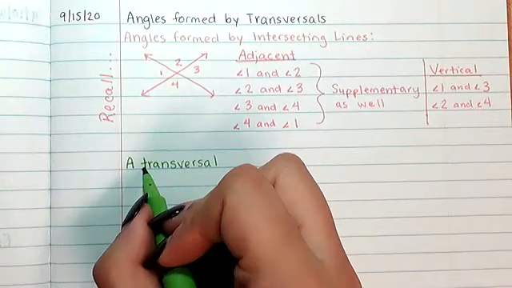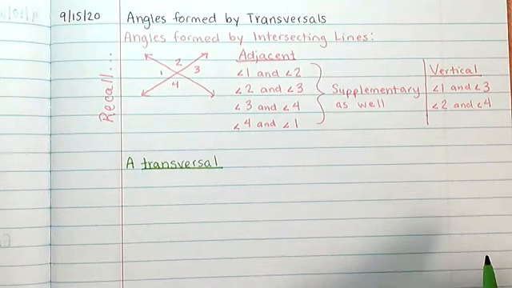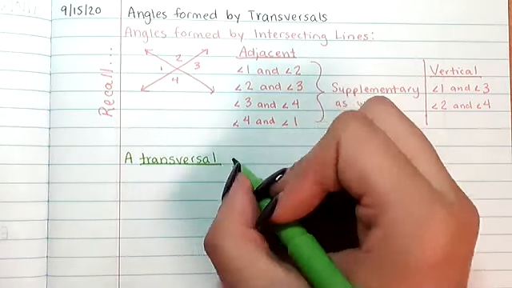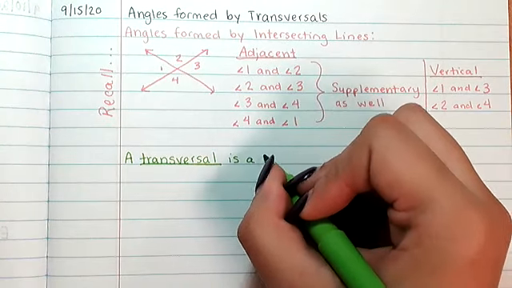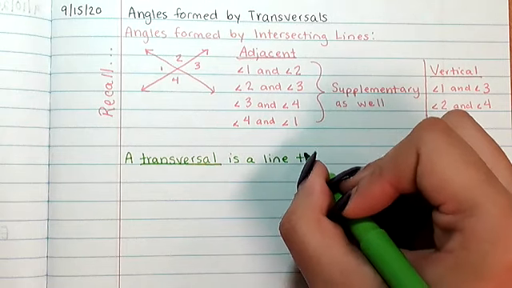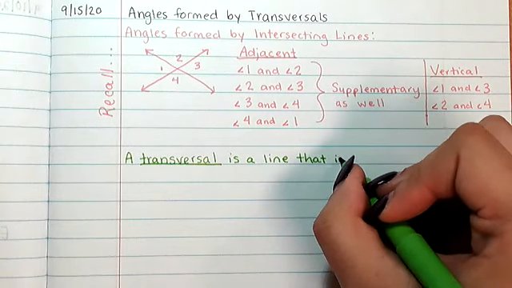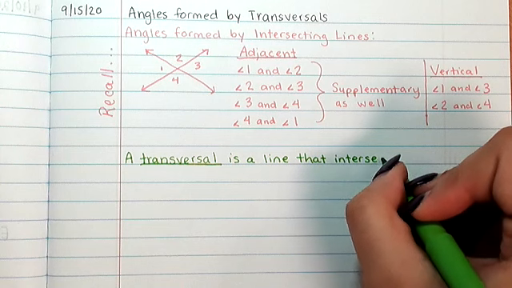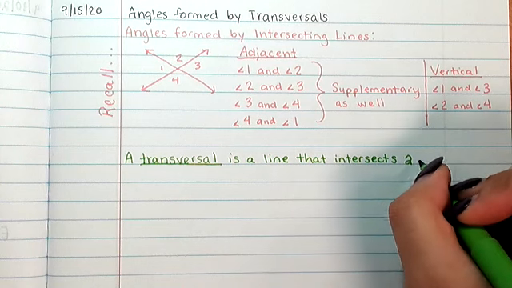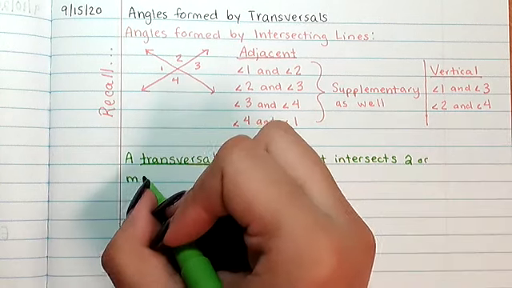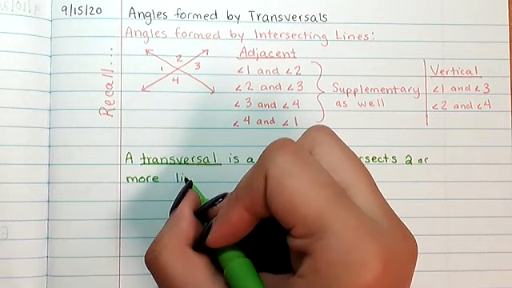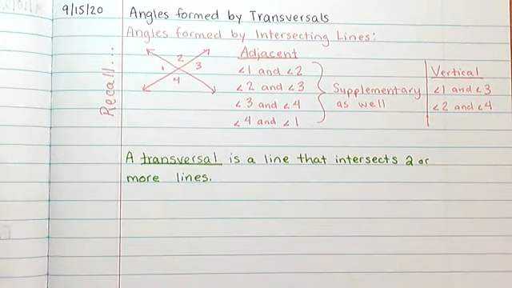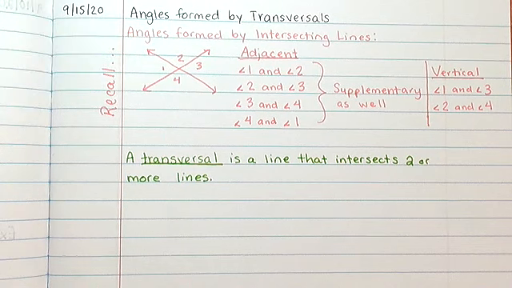Using my trusty green for definitions, a transversal is a line that intersects two or more lines. So see why intersecting lines were important to review? So let's draw a little picture.